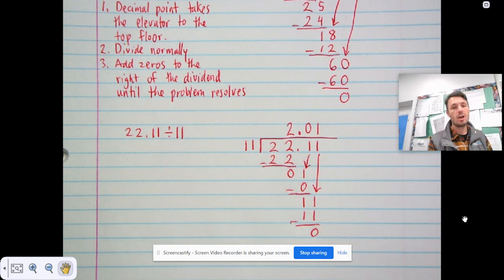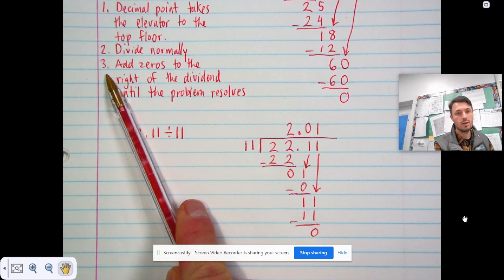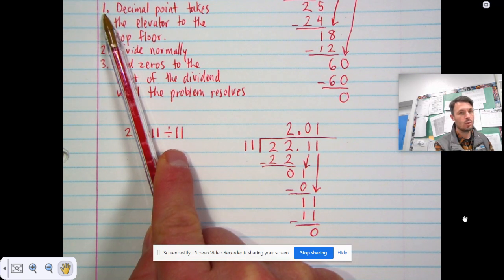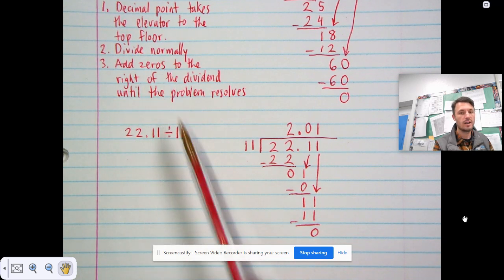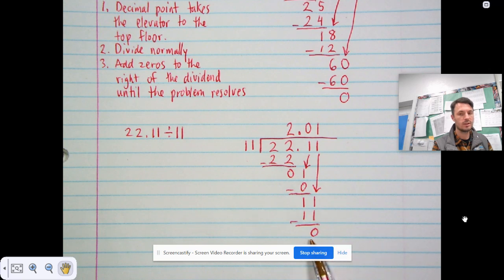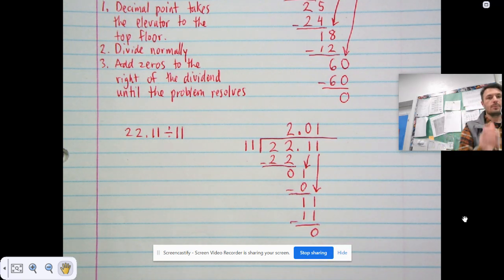And this one resolved before we had to add any zeros to the right, so we didn't have to do step 3. We finished by just doing step 1, which is decimal takes the elevator to the top floor, and then step 2, divide normally. The problem resolved itself. We got to a 0 here. Let's do another example together.